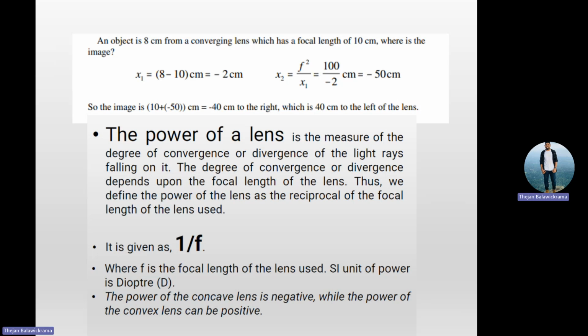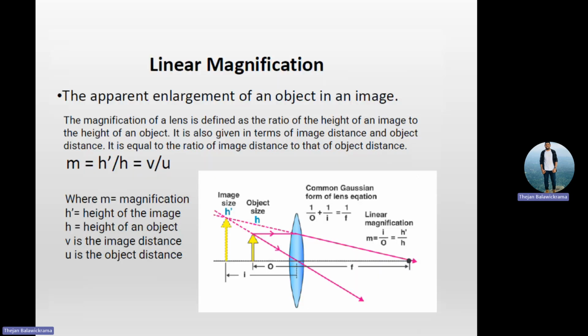Then the power of a lens, 1 over f, is measured in diopters, with f in meters. It is the reciprocal of meters, so we measure it in diopters. The converging convex lens is positive, the concave lens is negative. Next, linear magnification. It's also given in the slides if you can remember.